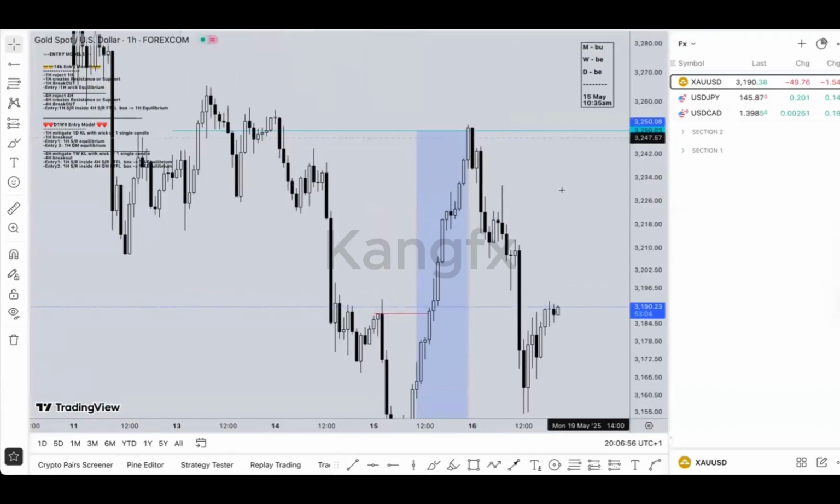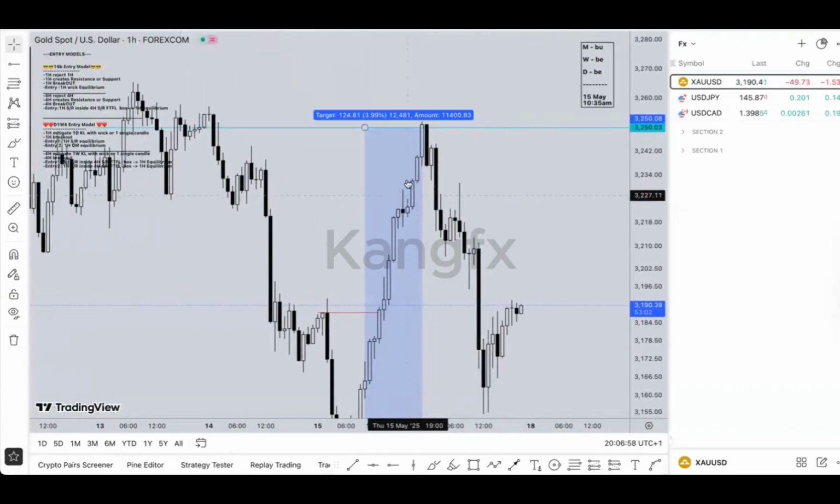What's the rule of that strategy? That entry model is that rejection must be a wick or just one single candle. So that's what the market did. And there was a breakout here. What was the right place to take our trade was this resistance here.